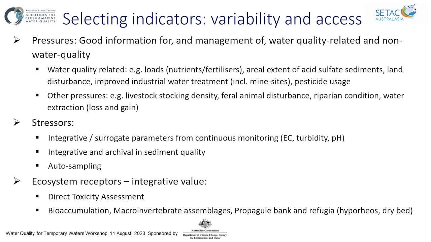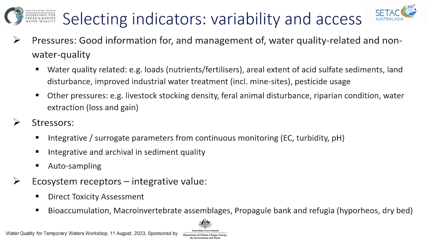So then our stresses and ecosystem receptors should be integrative. And for stresses, it's good to be able to measure them as far as possible with equipment that can be left in situ to overcome that sort of access problem. So in that case, we've got continuous monitoring or auto sampling.